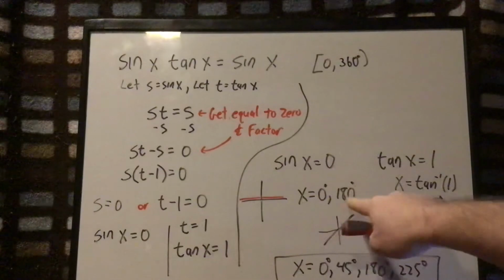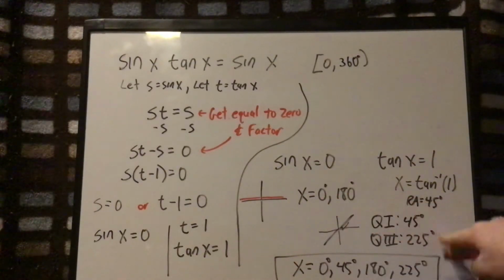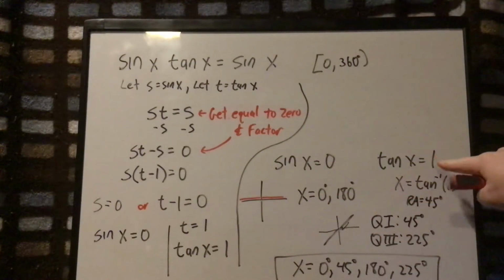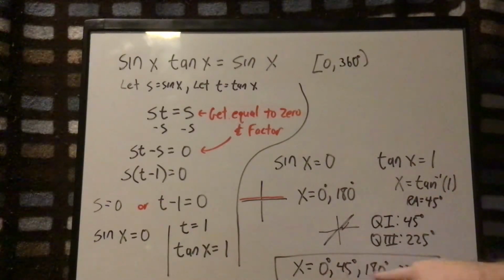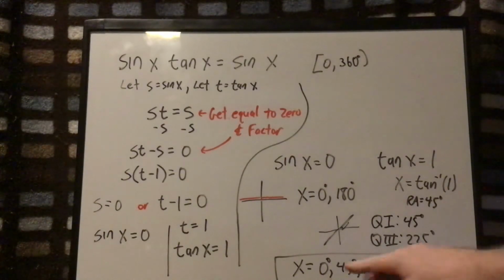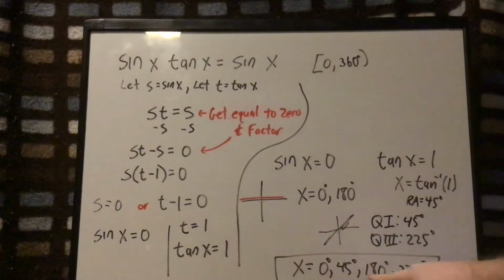2 things solve the first equation. 2 other angles solve the second equation. Basically, anything that solves this one or this one is an answer. So I get 4 answers. That original equation, so how do I make sine x times tan x equal to sine x? If I plug in 0 degrees, 45 degrees, 180 degrees, or 225 degrees, that equation should work, and I should get the same solution. All right, so that's solving one.